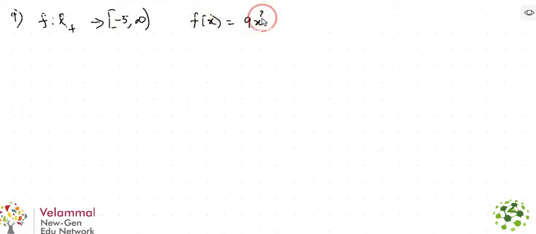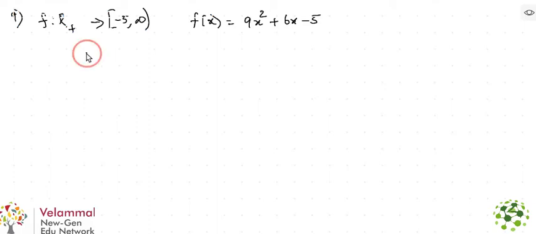Consider f from R plus, which means only positive real numbers, to [-5, infinity). Sorry, infinity never gets a square bracket because nobody knows the value of infinity. And you are given f(x) = 9x² + 6x - 5. You need to show that f is invertible and find the inverse also.